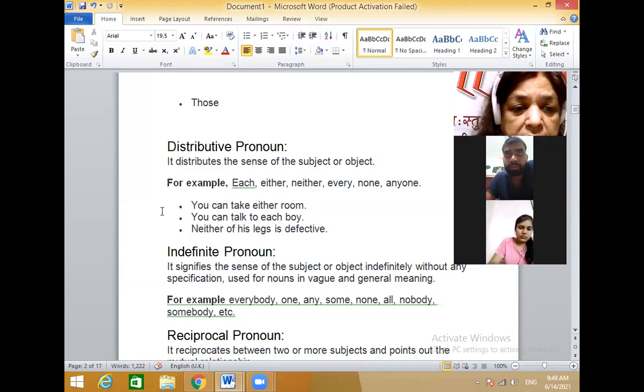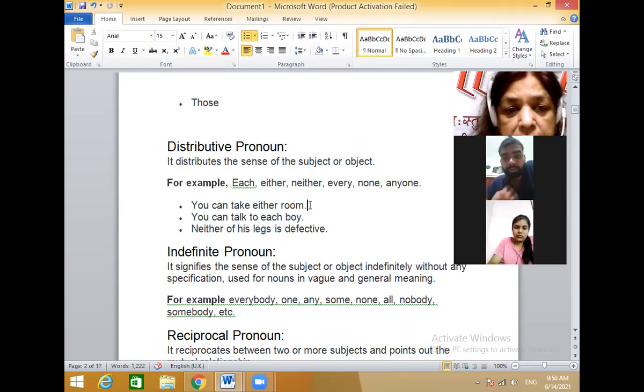You can take either room. You've done this in error rectification. And all these will take us to singular, denoted as each student is. Every student is. Right? You can take either room. It means you can take either of the rooms.